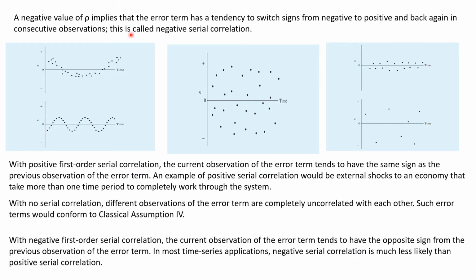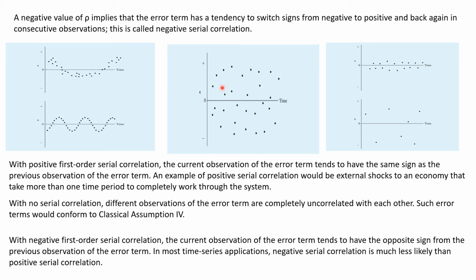A negative value of rho implies that the error term has a tendency to switch signs from negative to positive and back again in consecutive observations. This is called negative serial correlation. Now you can see in this figure that with first order serial correlation, the current observation of the error term tends to have the same sign as the previous observation of the error term. An example of positive correlation would be external shocks to an economy that take more than one time period to completely work through the system.